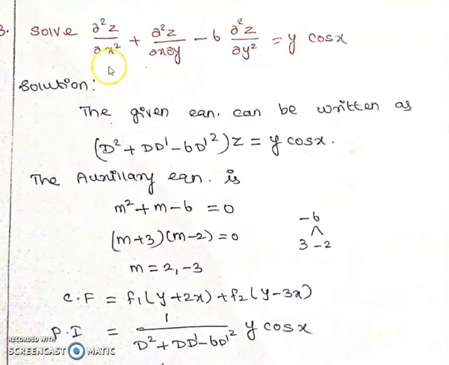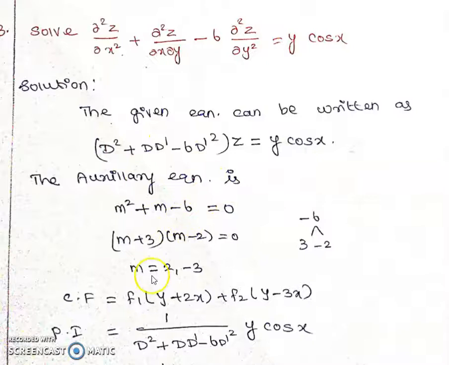Next we go to another problem. Solve ∂²z/∂x² + ∂²z/∂x∂y − 6 ∂²z/∂y² = y cos x. So consider this as the given equation. Now we are going to write the auxiliary equation: m² + m − 6 = 0.